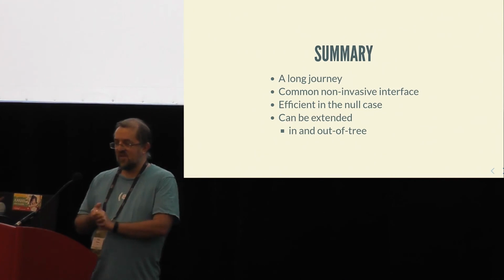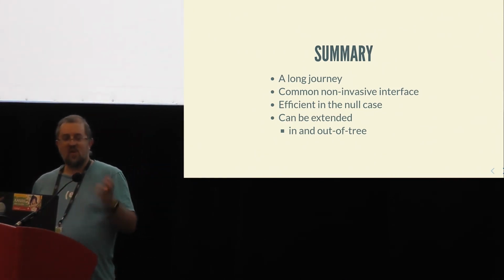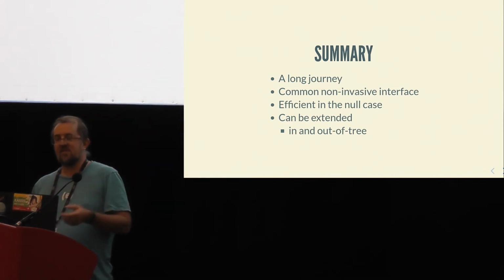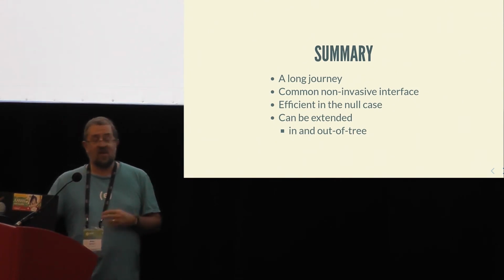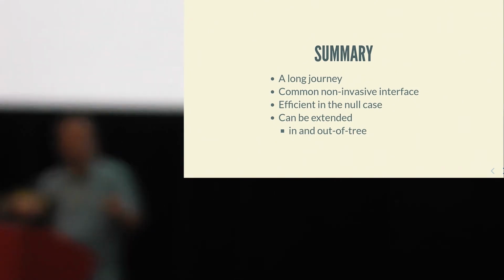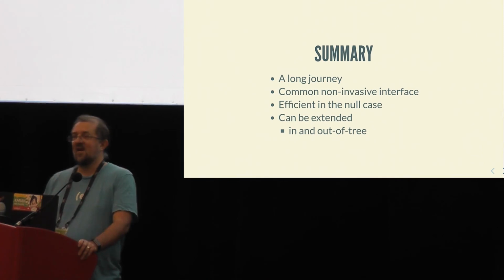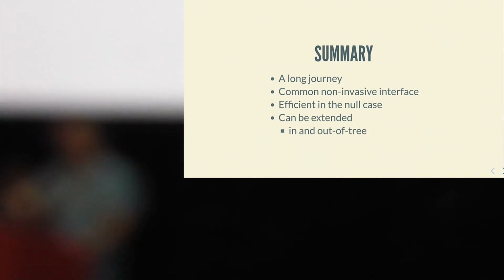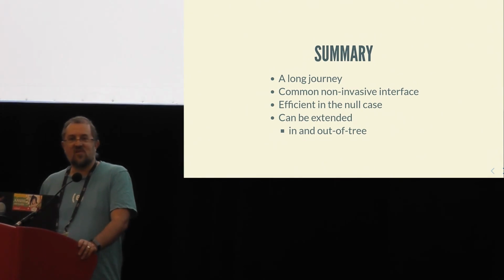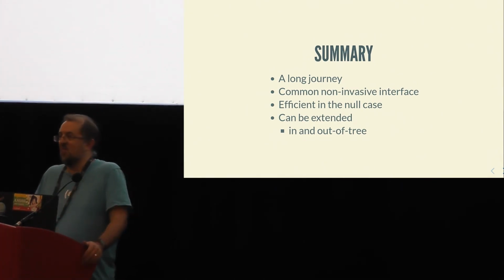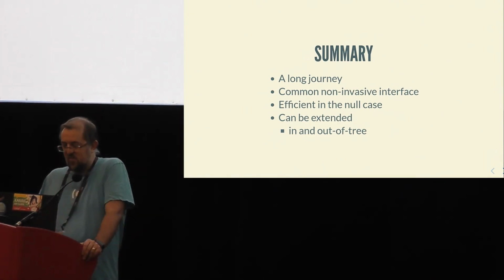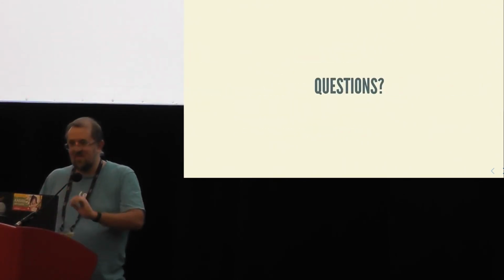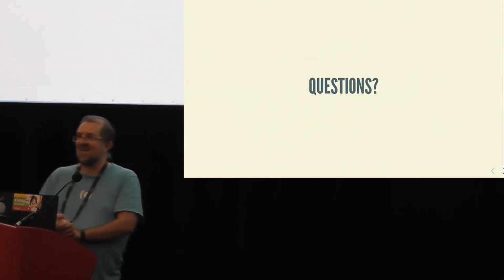So, in summary, it's been a long journey, but we now have a common non-invasive interface, which is very efficient in the null case and is ripe for expansion. I don't think this is going to lead to the end of all these out-of-tree forks, but I'm hoping going forward that any out-of-tree forks will be building on a common base, so their diffs will be smaller. All right. Sorry for the speed of that, but any questions?